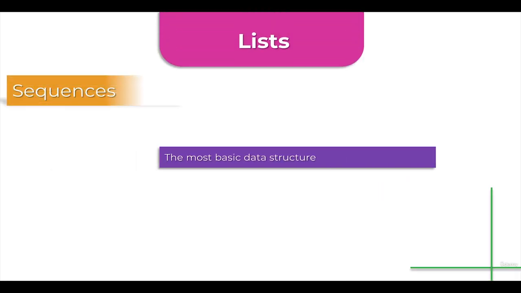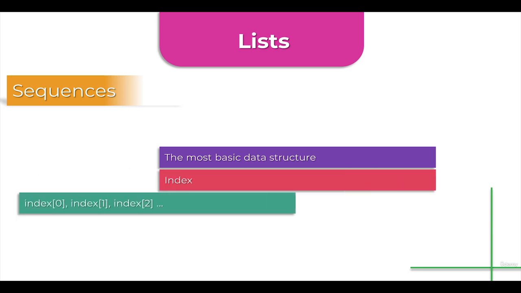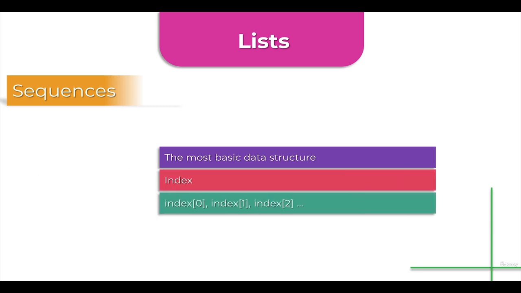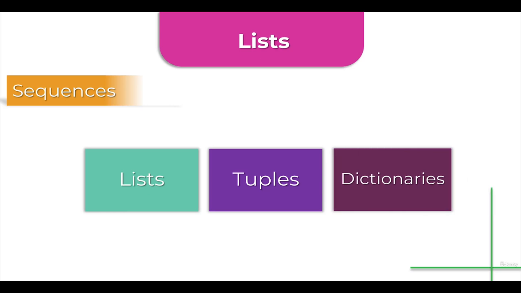The most basic data structure in Python is the sequence. Each element of a sequence is assigned a number, its position or index, if you will. So the first index is 0, the second index is 1, and so on. Python has 6 built-in types of sequences, but the most common ones are lists, tuples, and dictionaries. You remember that from the introduction, right?